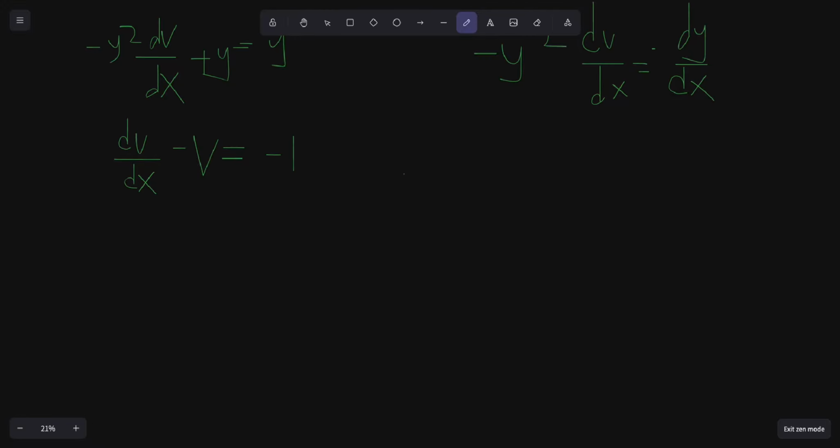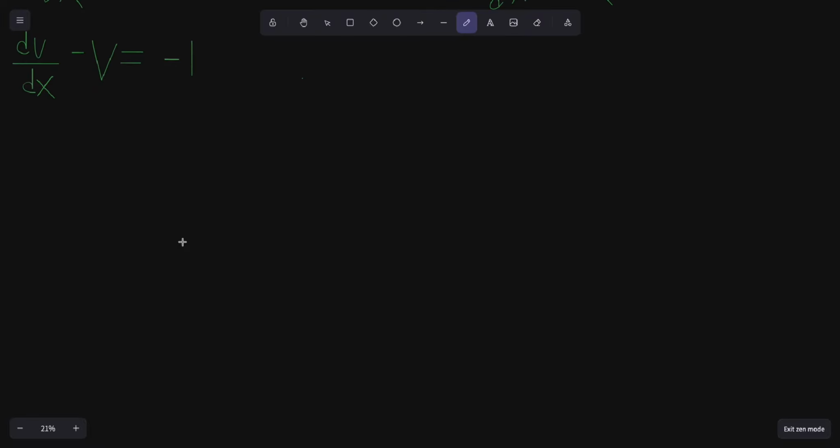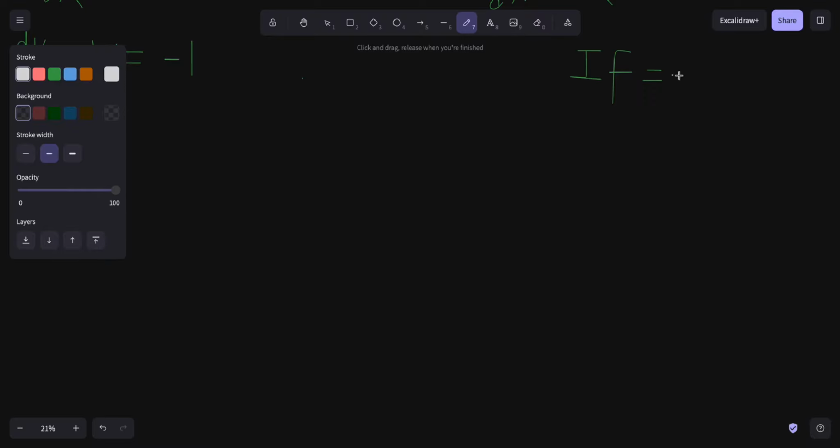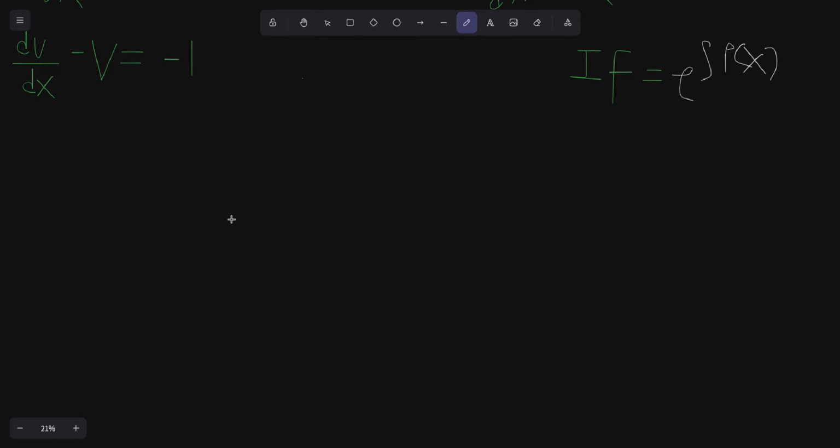Okay, that was quite a lot. Remember the integrating factor? Let's do that. So the integrating factor, I'm just going to write it on this side. That's going to be equal to e to the integral of p of x dx. Too lazy to write out dx.